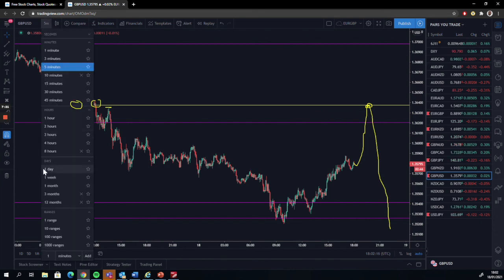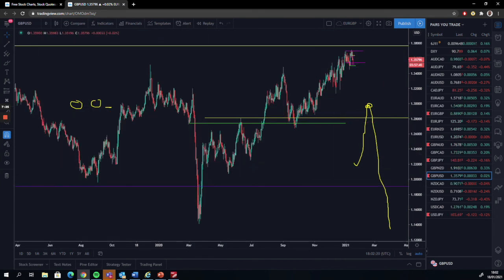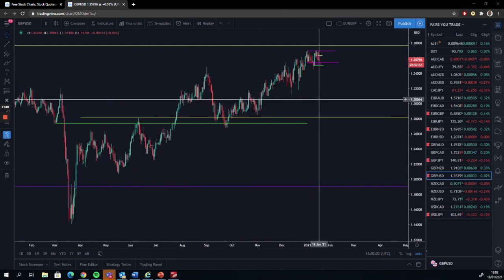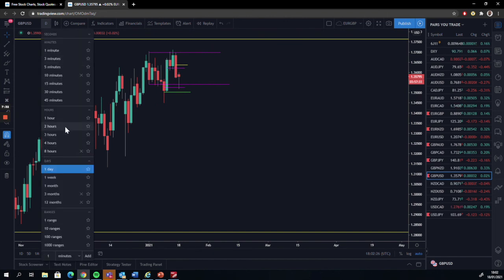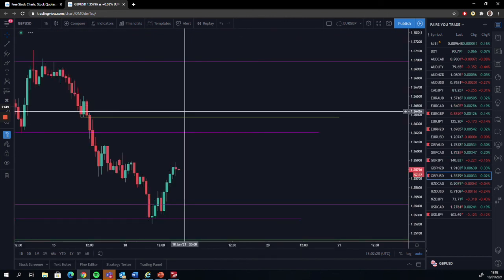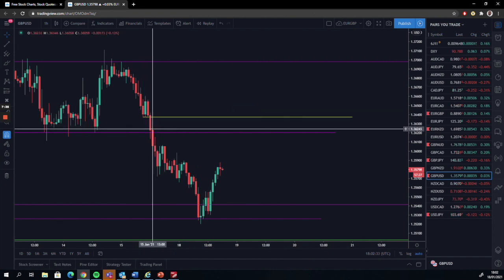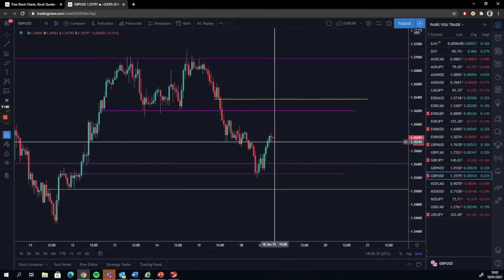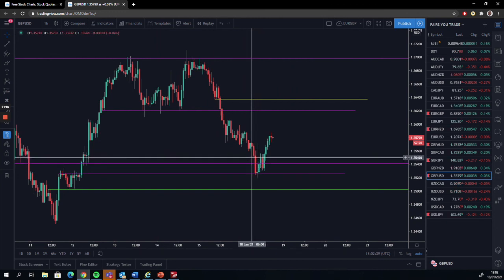If we zoom out from the daily and go on to the hourly chart, as you can see, there's this order block here and these short-term stops. So that's what I'm looking for on this pair. We'll see where we get to tomorrow or Wednesday of this week.